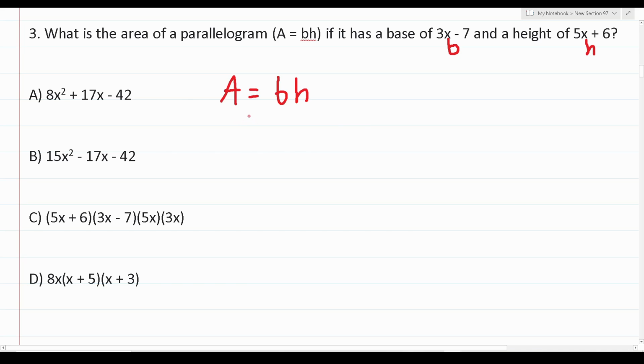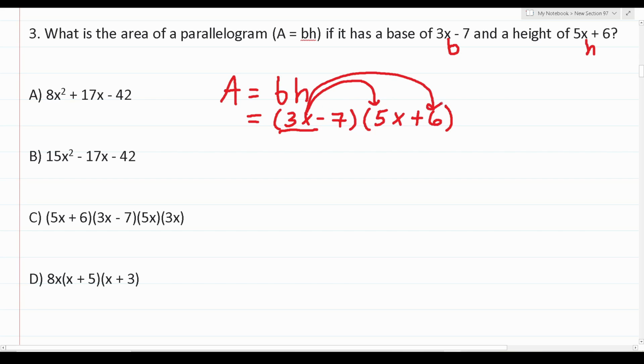So let's just go ahead and plug those things in accordingly. This becomes 3x minus 7 times 5x plus 6. So that is the area of this parallelogram. Unfortunately, if we look through our answer choices, we can see that that is not there. And in light of that, that should be a clue that we're going to have to expand this via the distributive property. That is, we're going to take this 3x and we're going to multiply it here as well as here. Then we're going to take this negative 7 and multiply it here and here.